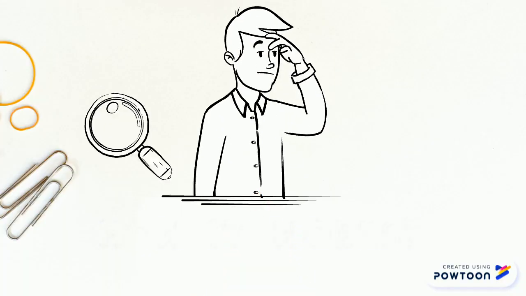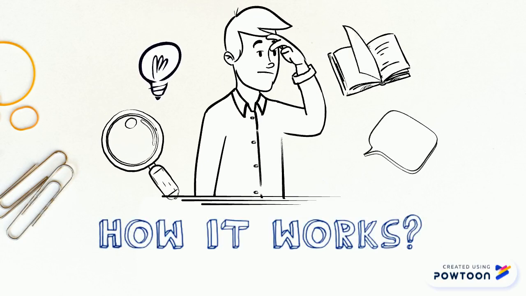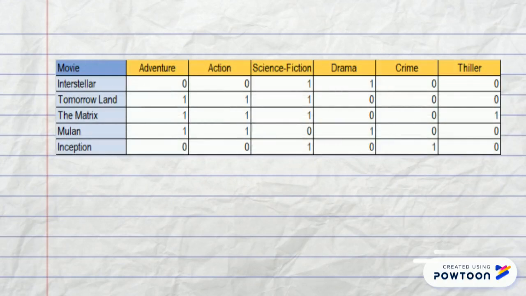Now, let's talk about content-based filtering. We will use a movie recommendation system as an example to explain how it works. First, have a look at the table below. We use 0 and 1 to represent whether a movie is associated with the specific categories. 0 for false and 1 for true.